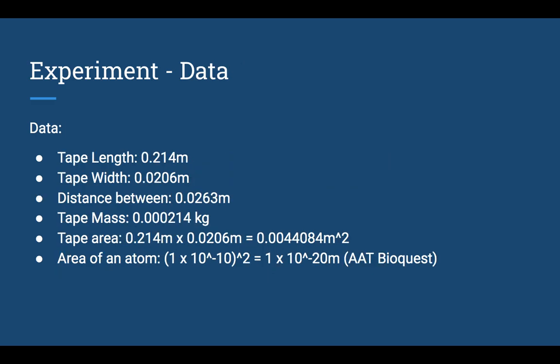So here is the data collected. I have the tape length, the tape width, the distance in between them, the mass of the tape, and then I have the area seen here, which is just the length times the width, and the area of an atom, in which I got the width from AAT Bioquest and then squared it.